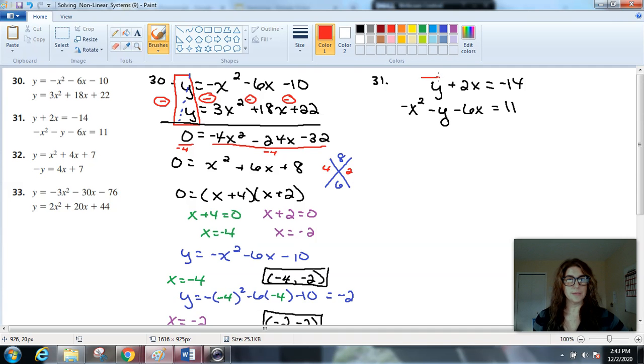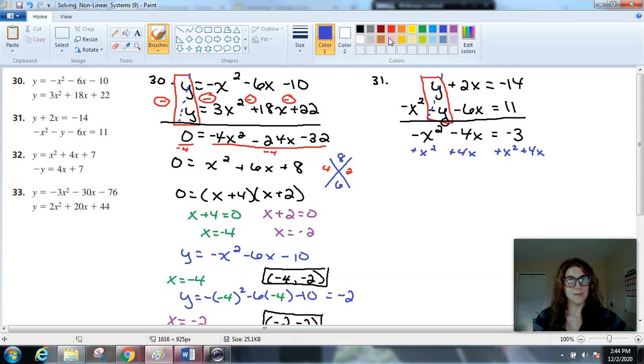Now when I look at this, I have everything lined up nice and neatly, and I notice right away these y's are going to cancel out, and we love when that happens. Okay, add everything else down. So I got -x squared minus 4x equals -3. Then I want to get one side to equal 0 so I can solve this. I'm going to move the x squared and the 4x. Now, most people would move that -3, and that's fine. You can. I just like to always have my x squareds be positive.